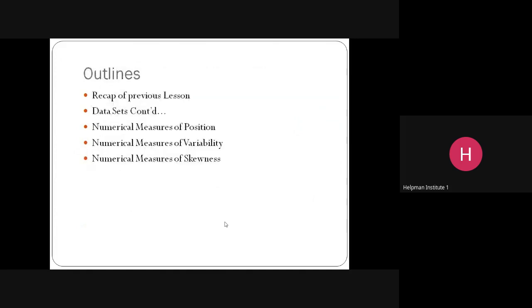Now, for today's outline, based on what we're supposed to cover for this week and next, first we're going to have a brief recap of our previous lesson. Then we are going to look at data sets. We'll continue where we stopped: numerical measures of position, numerical measures of variability, and then numerical measures of skewness.